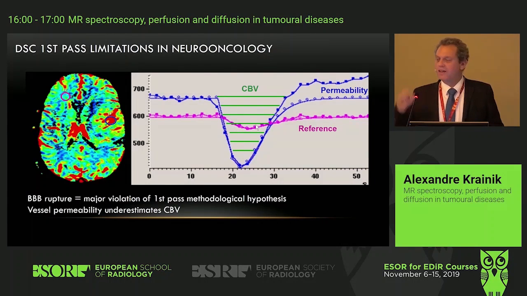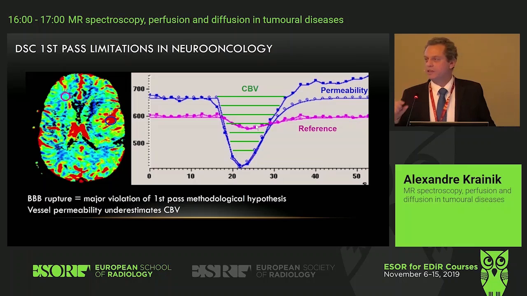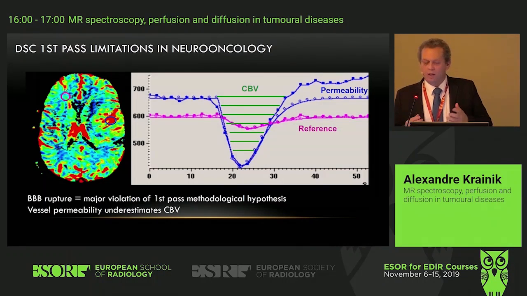Then if you have an important permeability, an important leakage, what may happen is this curve may be distorted and move upward. And then when you try to measure the integral here, you may underestimate the real CBV, only because a significant part of the product of your tracer still remained in the brain and didn't go out of your voxel.